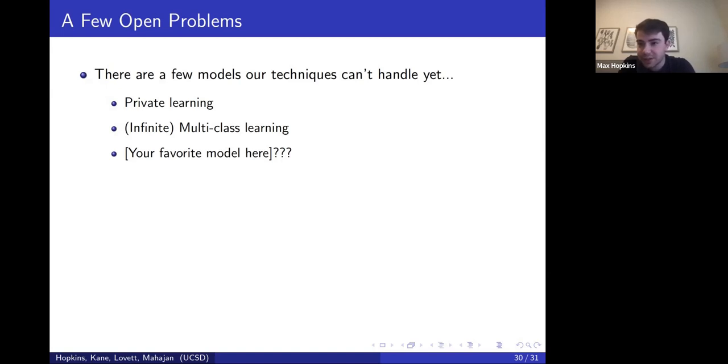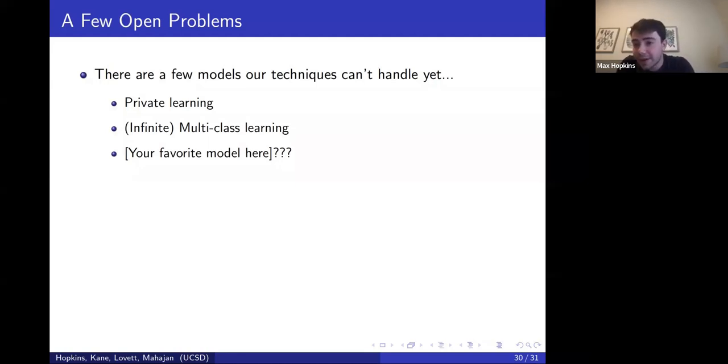The first is private learning. This is maybe a little bit confusing because I just talked about private learning and how our reduction works for a variant. But what I mean here is getting the reduction to work where you take a realizable private learner and you turn it into an agnostic private learner. Our reduction does not work for this because when you build the cover, that process is not private. We don't know how to make that process private without losing privacy from building the cover.